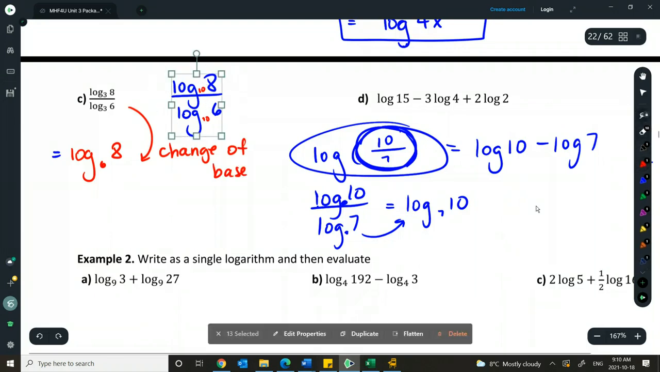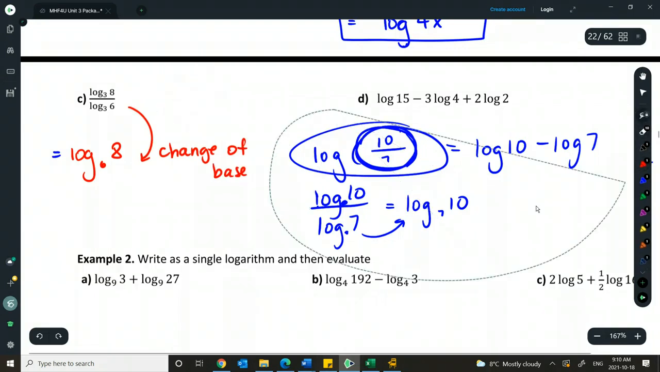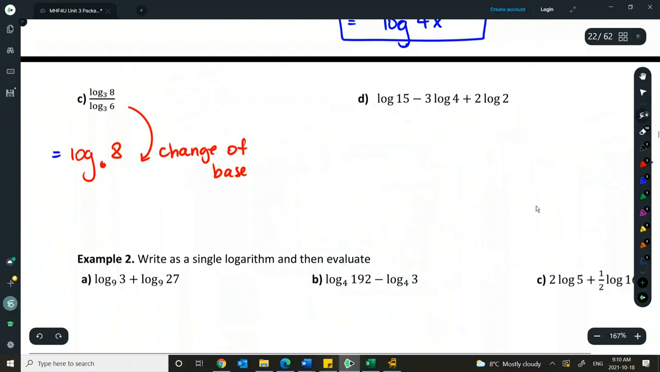Okay, you don't need to write this. I was just using that as an example. Same thing here.